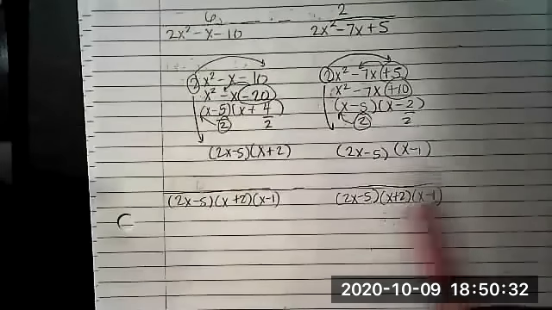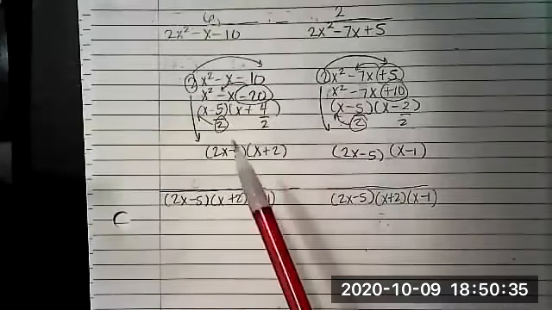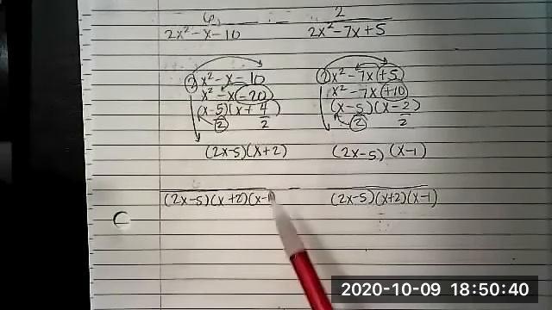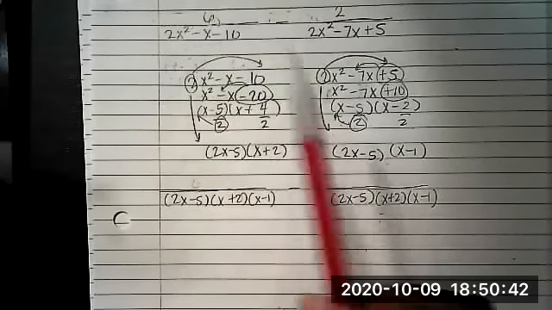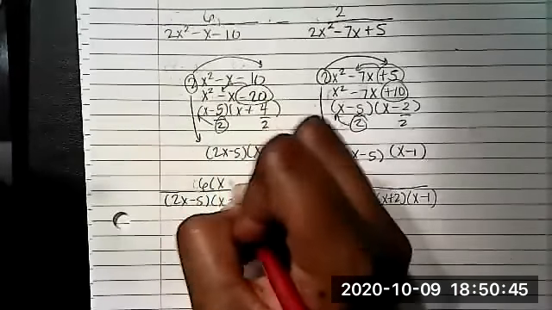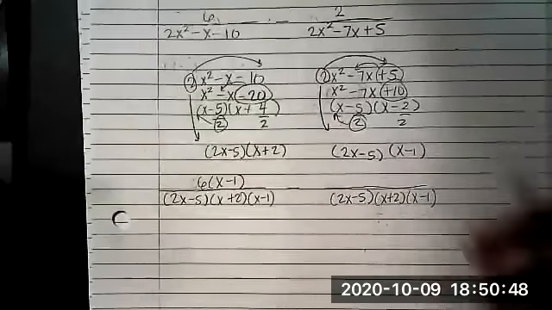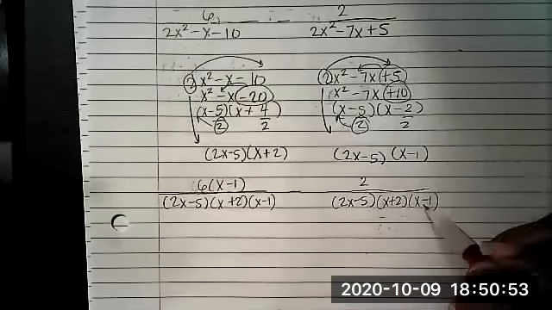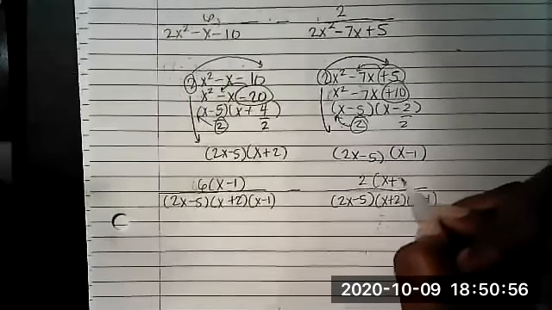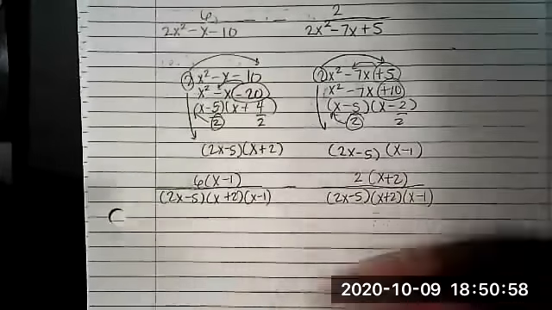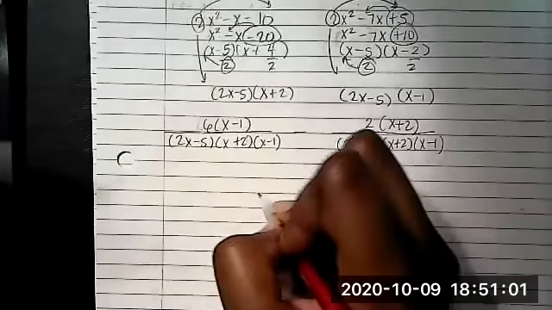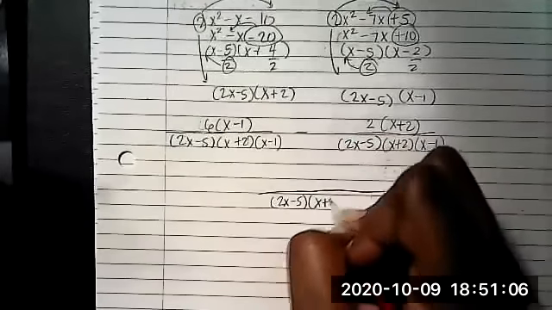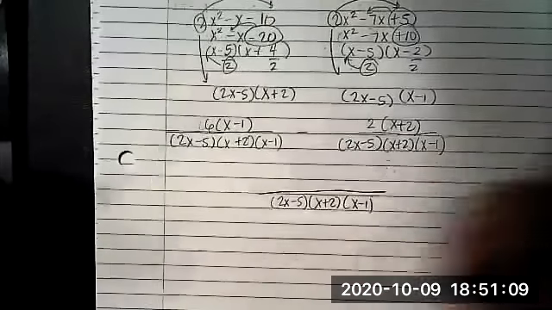Okay. So now we have 2x minus 5 there and x plus 2 there, but the x minus 1 is not there. It's added here, so it has to be added up top. So it becomes 6 times x minus 1. We have a 2 here. We have 2x minus 5 and an x minus 1, but that x plus 2 is extra, so x plus 2 has to be added there. So in your denominator, the common denominator is 2x minus 5, x plus 2, x minus 1.